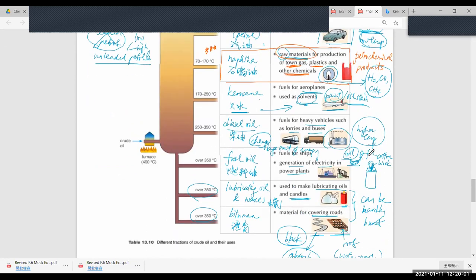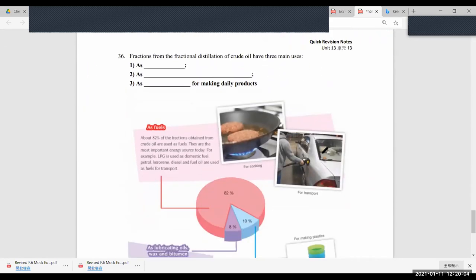So you need to know the uses of those items. Now, in short, the fractions from the fractional distillation of crude oil have three main uses. One of them, which comprises most of the composition, is as fuels. I burn it for direct use, either for cooking or for transport. From small to large hydrocarbons, we will use it as a fuel.